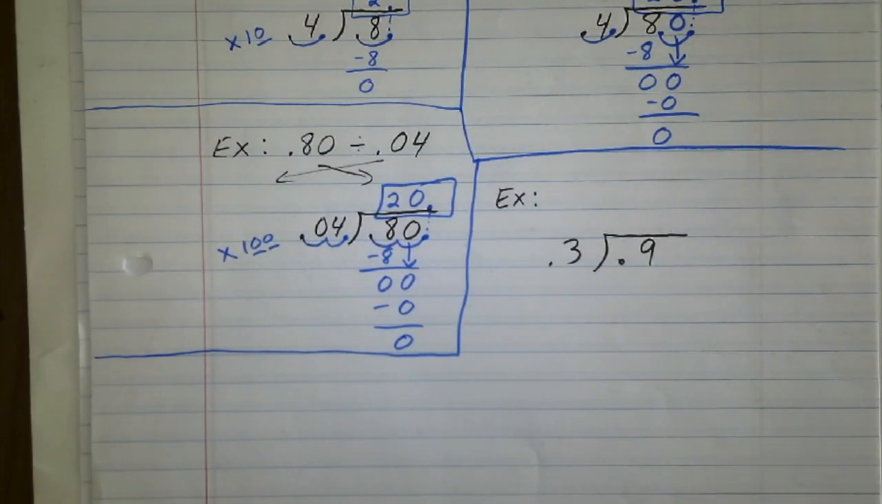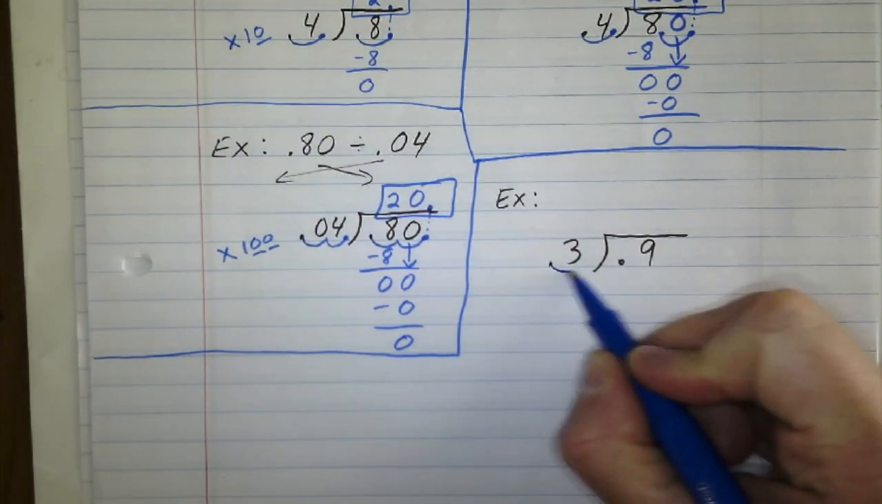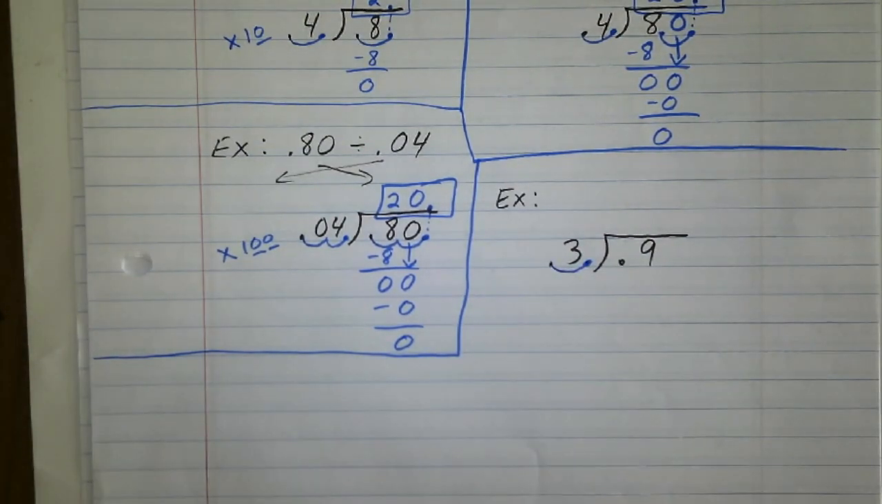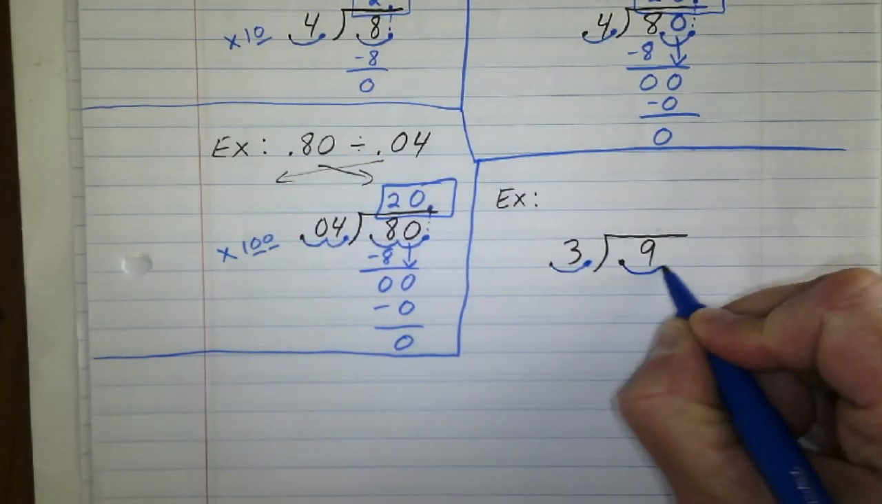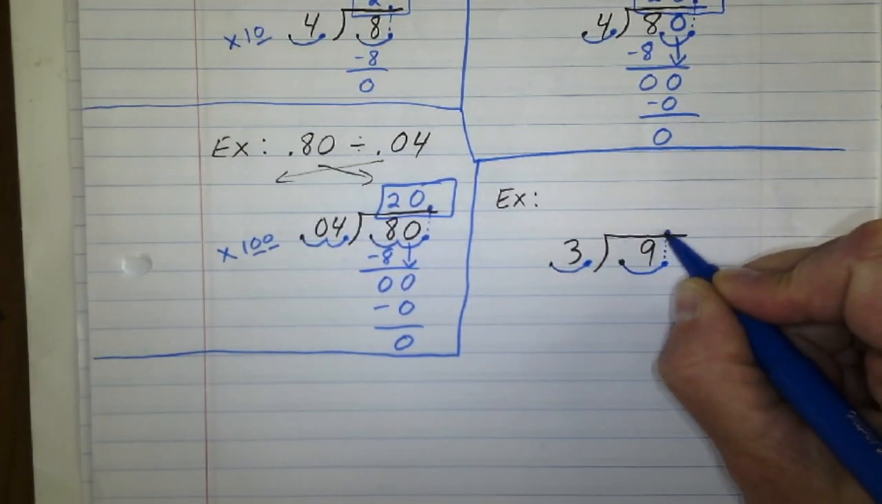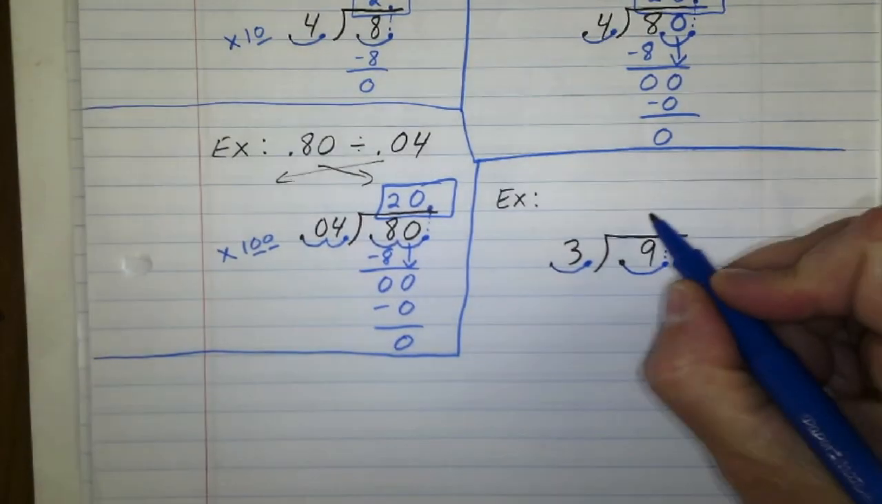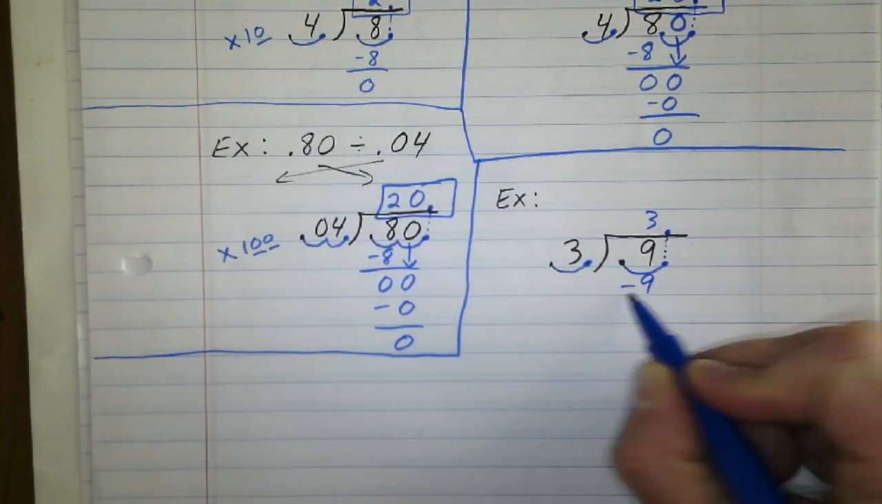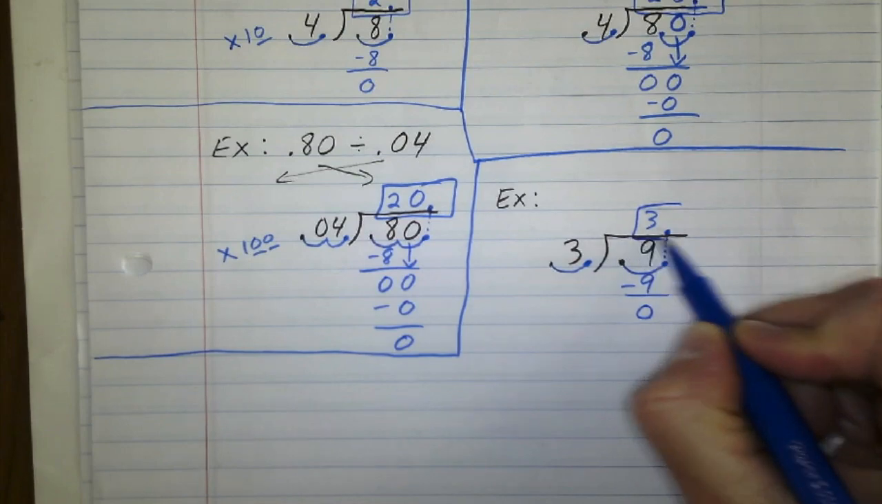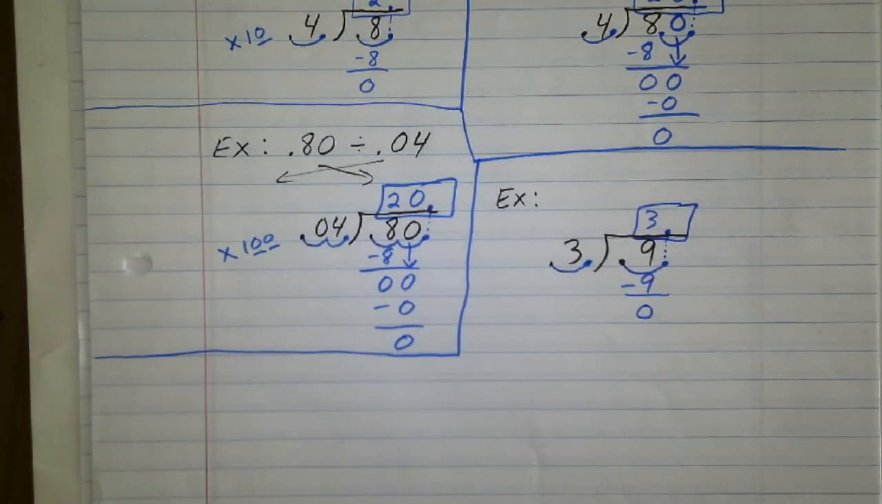Can't have a decimal on the outside, so you need to move it over. Make a bigger one here. So you now have 3 instead of 0.3. Whatever you do to the outside, you have to do to the inside. Go straight up. 3 goes into 9 3 times. I get 9 and subtract with 0. My answer is 3 or 3 point. You don't need to put the point.